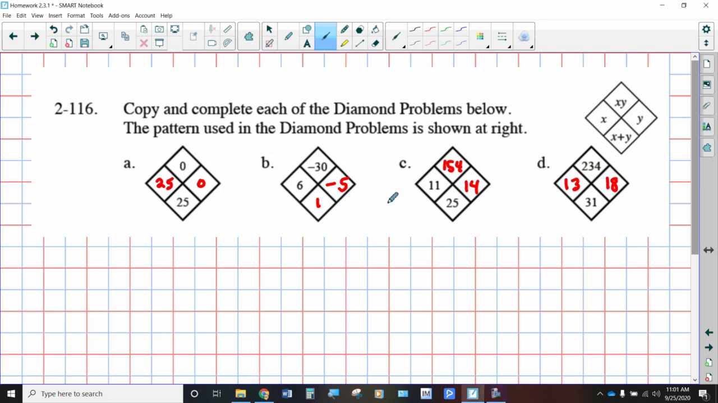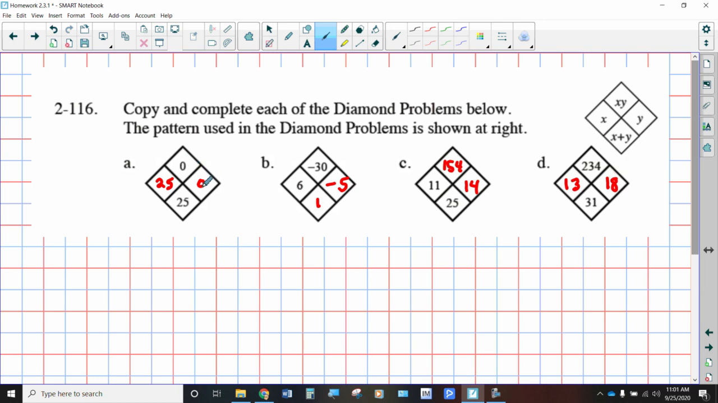All right, take a look at our diamond problems and the patterns. Remember, you multiply these two numbers on the side together and write the answer, the product, on the top, and then you add those together, and then you write that sum on the bottom. So here's a question. What two numbers do you multiply together to give you 0?